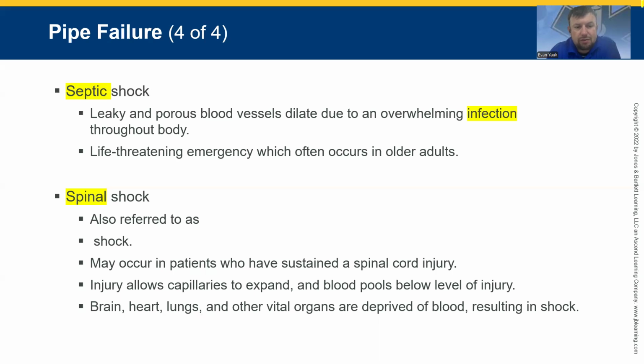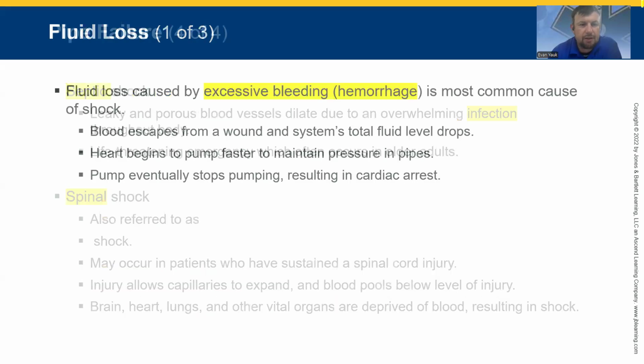Spinal shock, also referred to as neurogenic shock, may occur in patients who have sustained a spinal injury. Injury allows capillaries to expand and the blood pools below the level of injury. Brain, heart, lung, and other vital organs are deprived of blood, resulting in shock. There is another word for that, also referred to as, I can't think of it right now. I will do some reading though and get back to you.